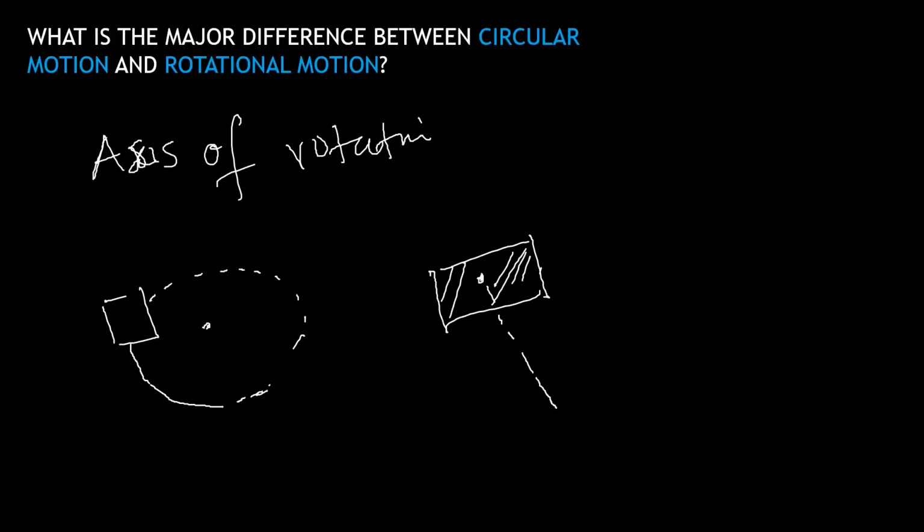So the key difference between circular motion and rotational motion is actually this word, axis of rotation. If it is outside of the body, it is circular motion. If it is within the body, then it is rotational motion.